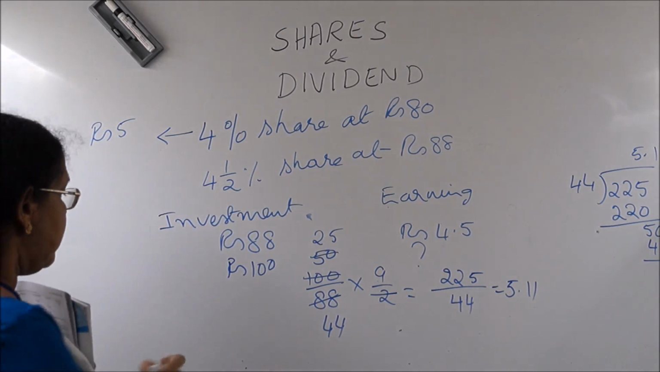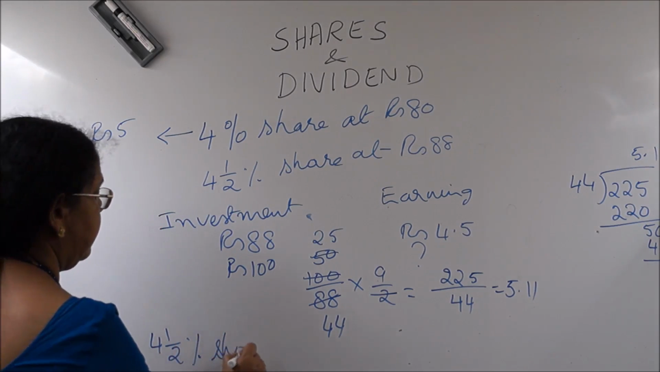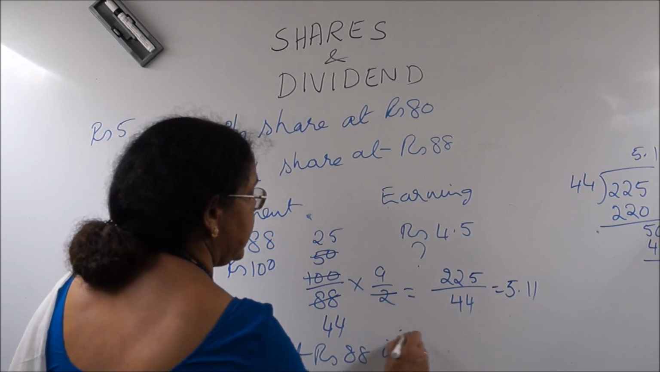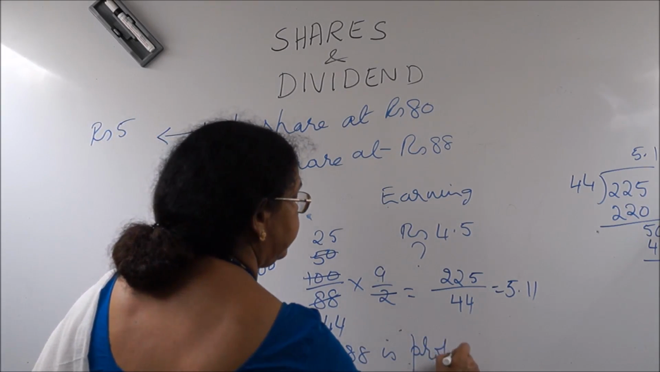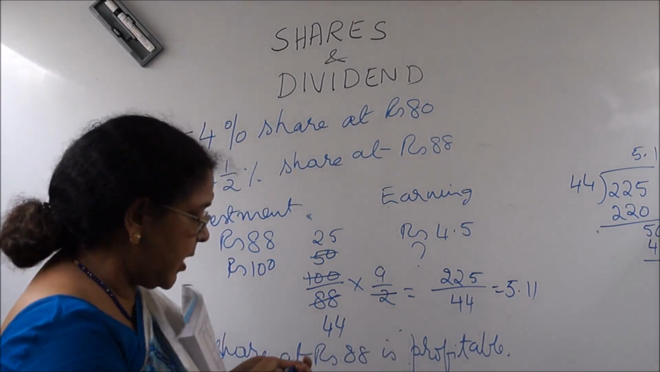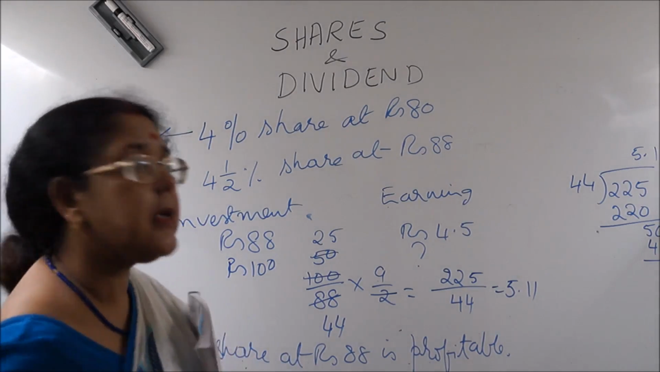So you will write 4.5% share at rupees 88 is profitable. Is it clear? Now this is slightly confusing. The children find it slightly confusing.